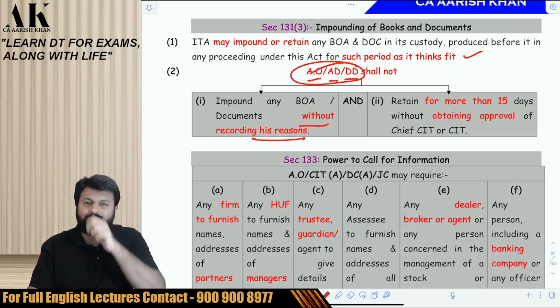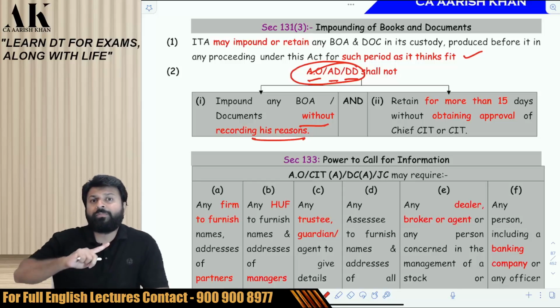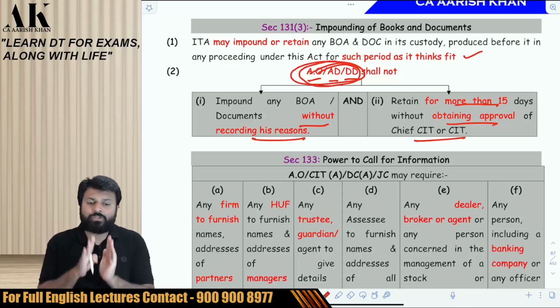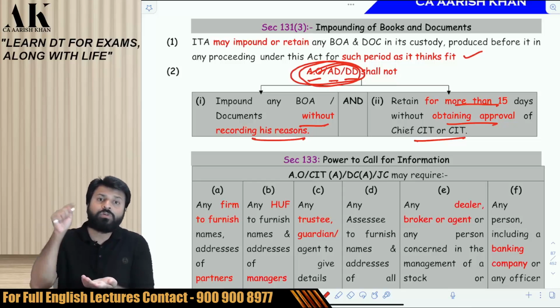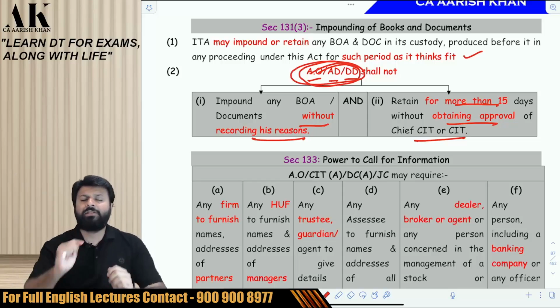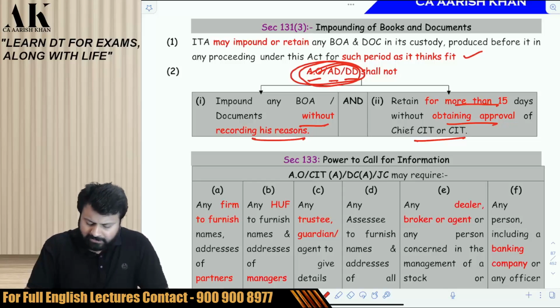And secondly, once the reason is recorded, if they want to impound for more than 15 days, then they have to obtain an approval from the Chief CIT or CIT. So these authorities have been put under some kind of restriction. First restriction is, if they want to impound even for a day, they have to record a reason. And if they want to impound beyond 15 days, they also have to take an approval. Okay. Next power, section 133.